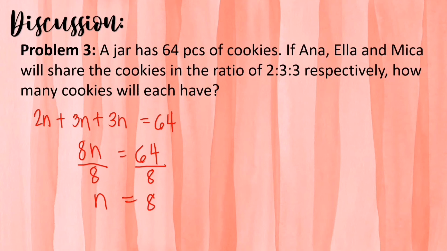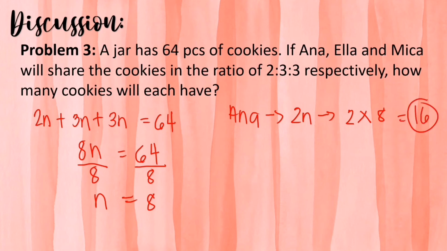So, ngayon, ang gagawin natin para makuha ang part ni Ana, ang part niya ay 2n. So, i-multiply lang natin yung 2 times yung value ni n, which is 8. 2 times 8 is equal to 16. So, ibig sabihin, ang magiging cookies ni Ana ay 16.